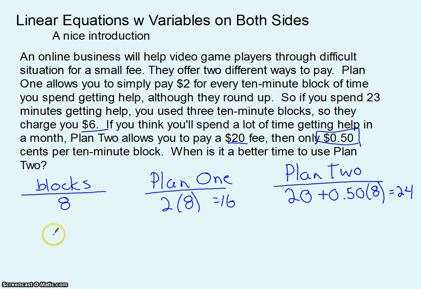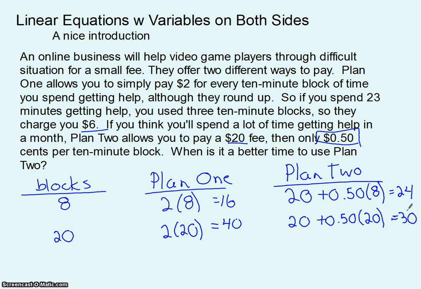But what if you go up to, say, I don't know, 20 blocks? Well, 2 times 20 is going to be $40. Okay. Let's check out Plan 2. Here's your $20 up front plus 50 cents for each of the 20 blocks. 50 cents times 20 is 10. This one only costs you $30. So at 20, it's a better idea to go with Plan 2. So somewhere in between 8 and 20 is going to be the sweet spot where it's going to switch over to Plan 2 being cheaper.